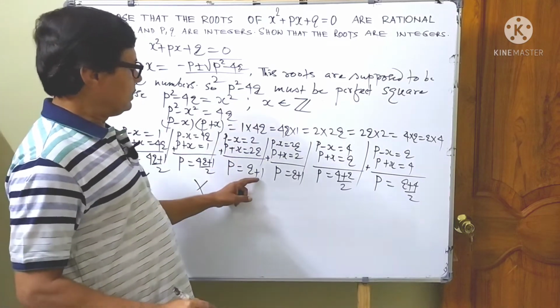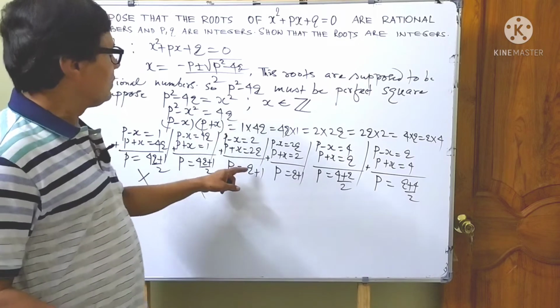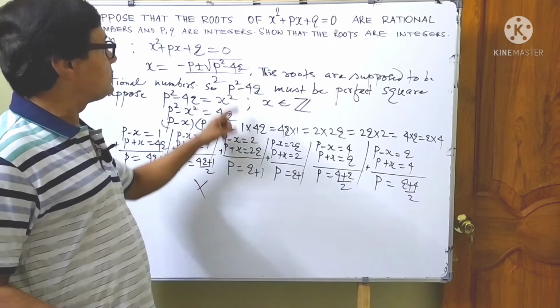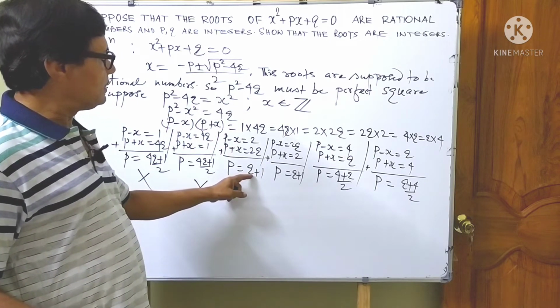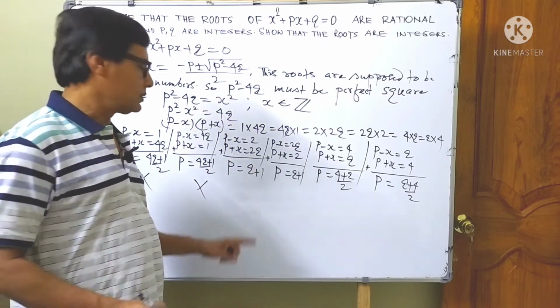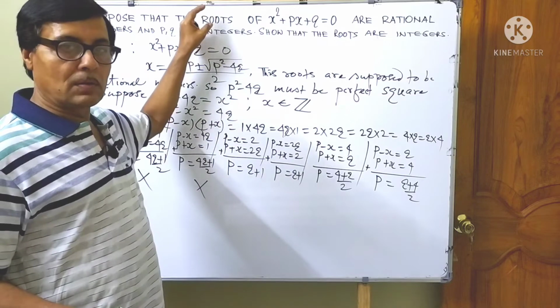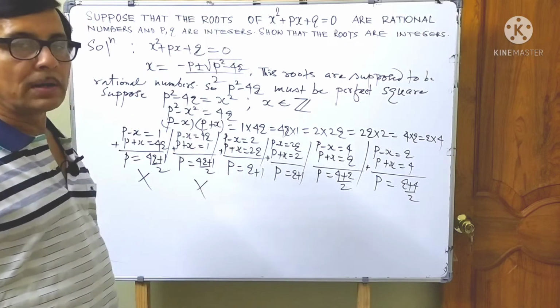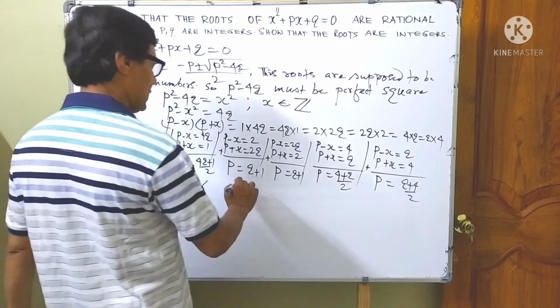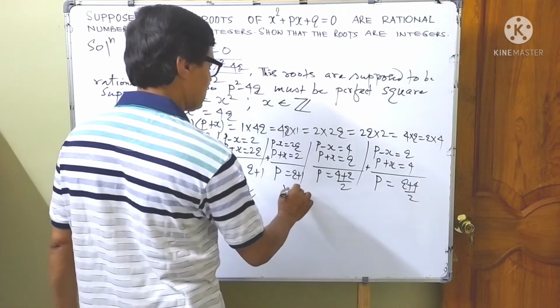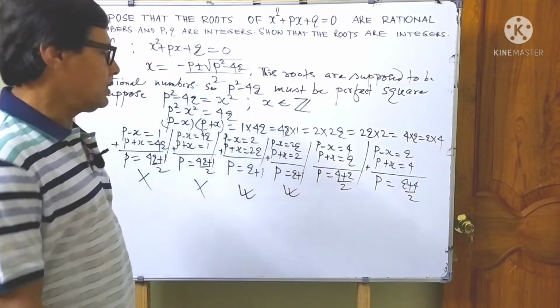But here this is accepted, because p and q are integers. So here if q is an integer, p is also an integer. So this relation satisfies the condition that p and q are integers. So this is accepted, this is accepted, this is accepted.